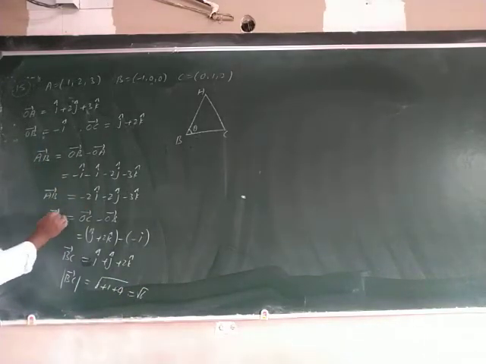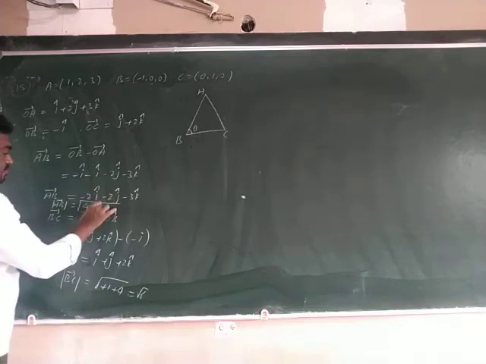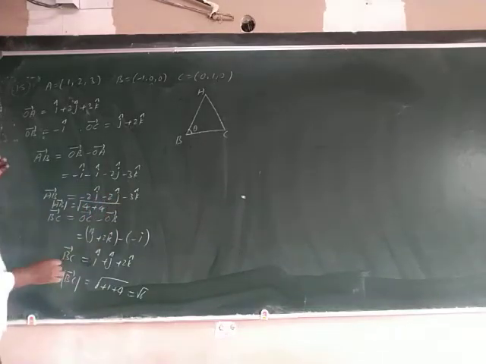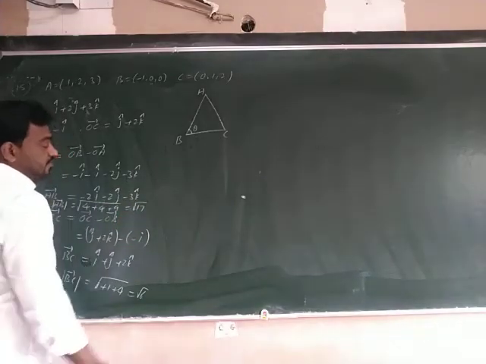Here AB, so magnitude of AB we find here. That is under root of (-2) square 4, (-2) square 4 plus (-3) square 9. So this is equal to root 17.